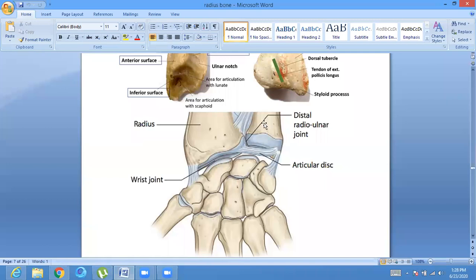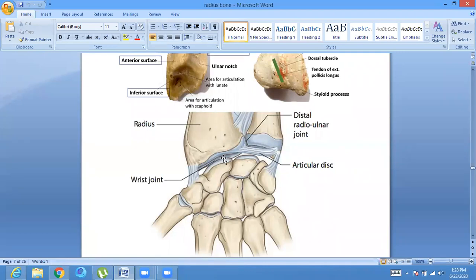Switch off your mics, children, and just listen to me. I was telling you that this disc separates the two joints, the wrist joint from the inferior radioulnar joint. Secondly, with the help of this disc, the ulna does not take part in the formation of the wrist joint. That's why it is also called the radiocarpal joint. Right? Clear?